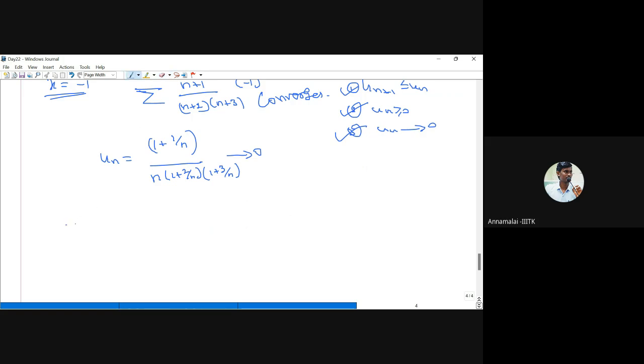Therefore, the interval of convergence is closed at minus 1 comma open 1. Okay, so you have to check that point. For x equal to 1 it diverges, but for x equal to minus 1, it converges by the Leibniz alternating series test. Okay.